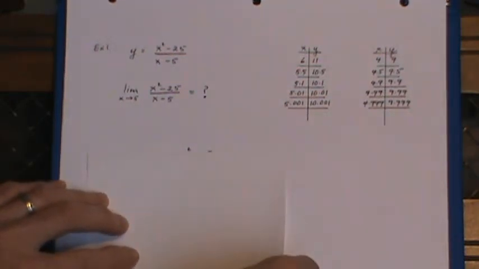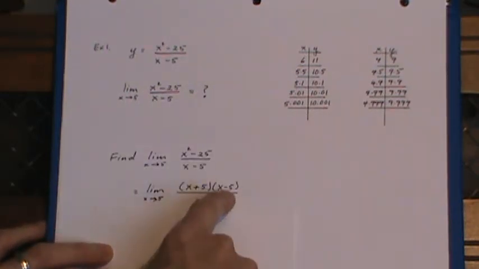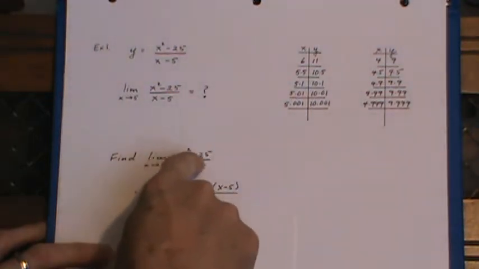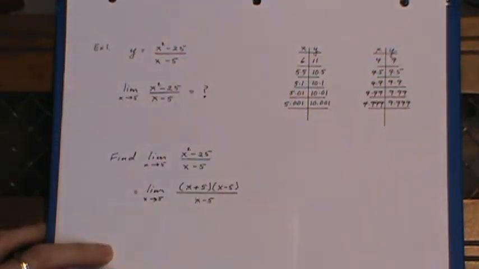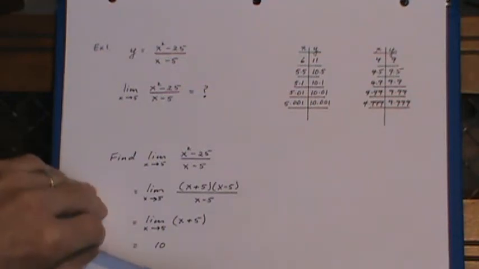Now, it's too time consuming to make a table like this every time, so basically what we do is this. Since x makes the top 0, x minus 5 will be a factor. That's the factor theorem. If a number makes this 0, x minus that number will be a factor. This is easy to factor anyway, it's just a difference of squares. And if we divide top and bottom by x minus 5, we've just got this, x plus 5. And as x approaches 5, we get 10, which is what we were approaching in our set of tables up here.